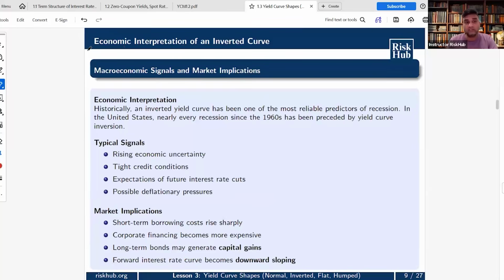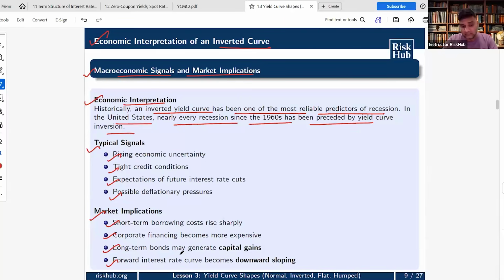Then we get into the next one: economic interpretation of an inverted curve, macroeconomic signals and market implications. Historically, an inverted yield curve has been one of the most reliable predictors of recessions. In the US, every recession since the 1960s has been preceded by yield curve inversion. Typical signals: rising economic uncertainty, tight credit conditions, expectation of future interest rate cuts, and possible deflationary pressures. Market implications: short-term borrowing costs rise sharply, corporate financing becomes more expensive, long-term bonds may generate capital gains, and forward interest rate curves become downward sloping.